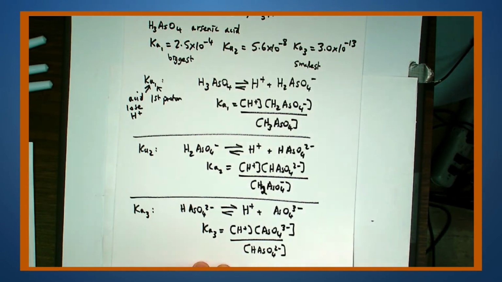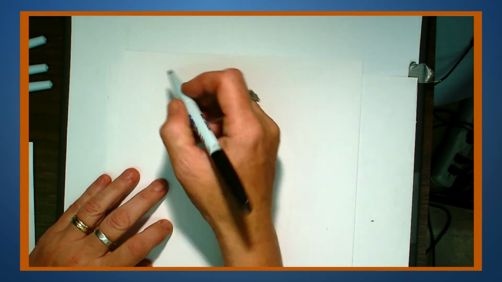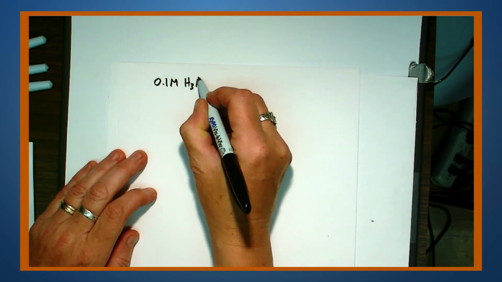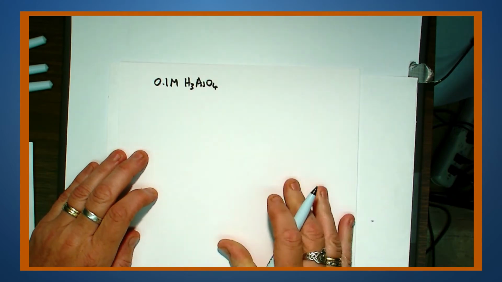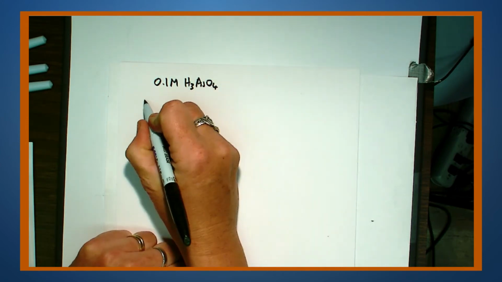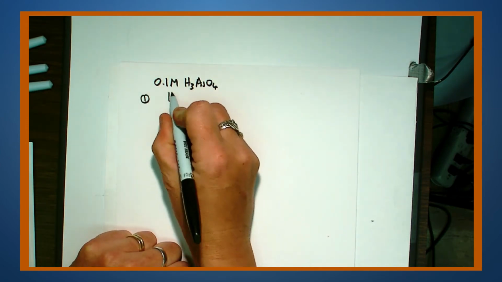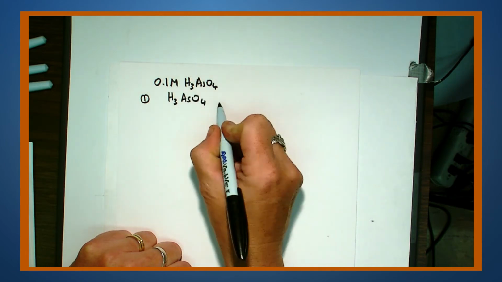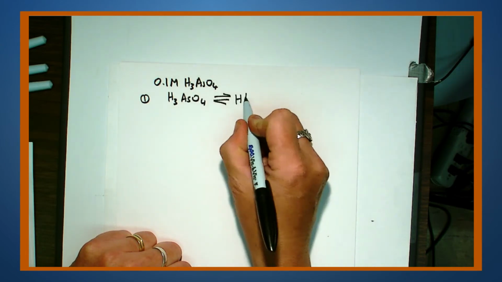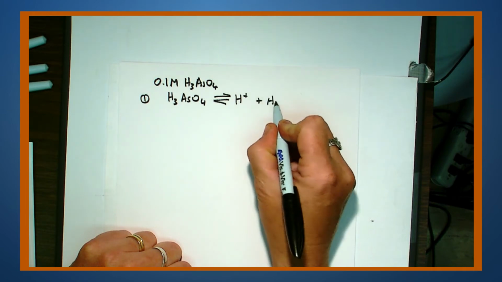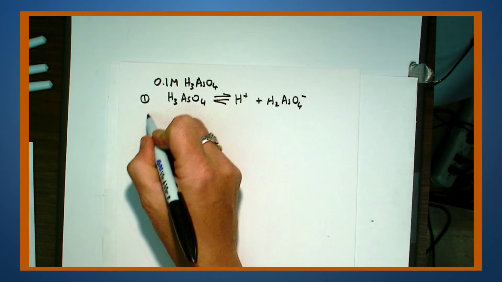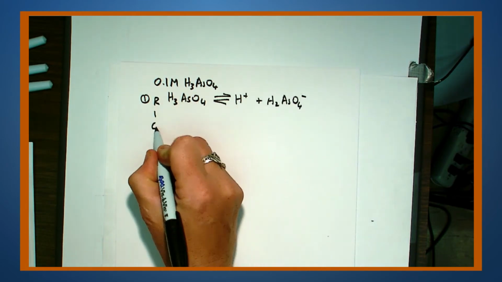All right, so we're going to start off. So what we're going to have is, and just make it pretty straightforward, 0.1 molar H3AsO4. We're going to start with that. So we do step 1. So we're going to have H3AsO4, and we're going to have our first dissociation, and we're going to have H2AsO4 minus. Now remember, this is a RICE table.